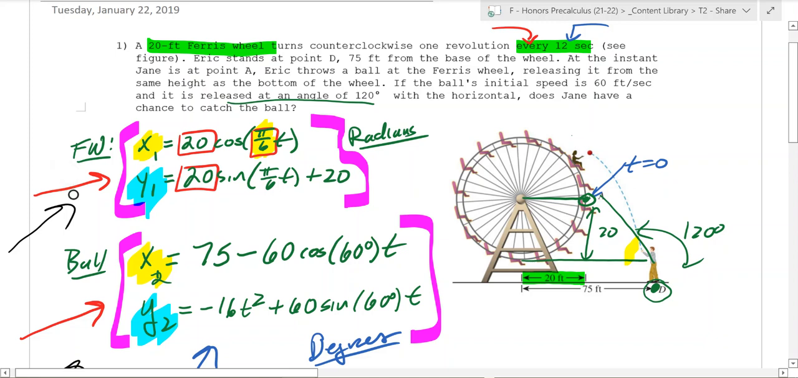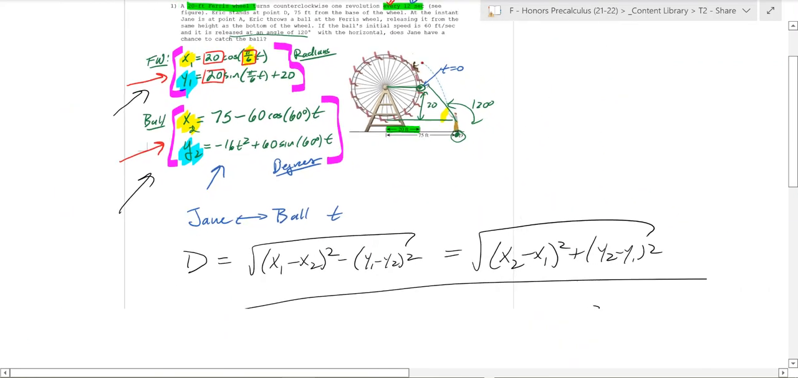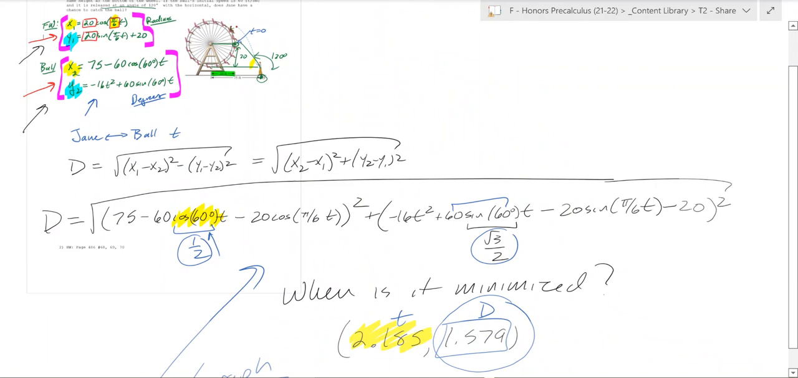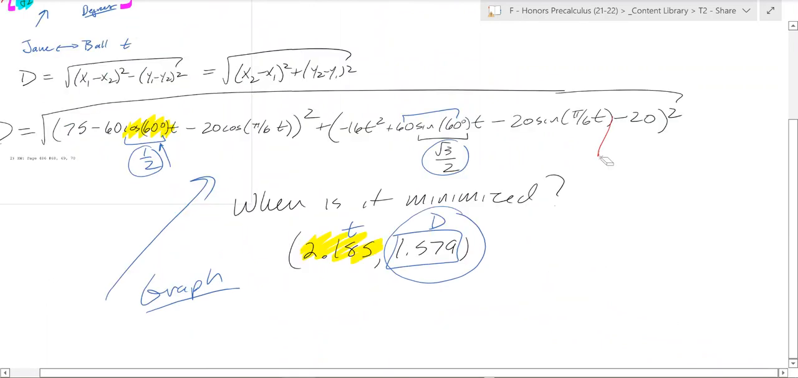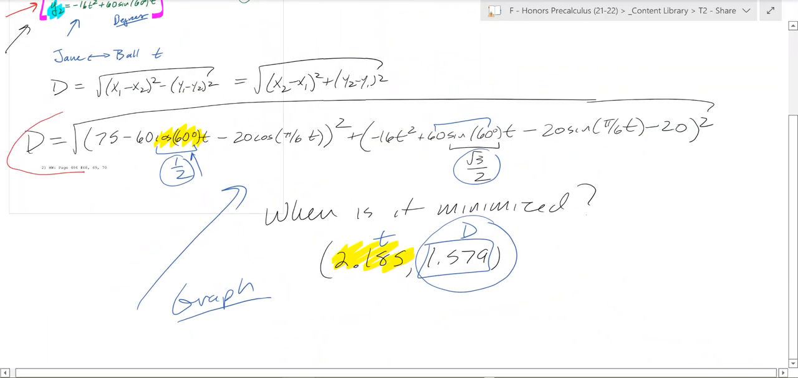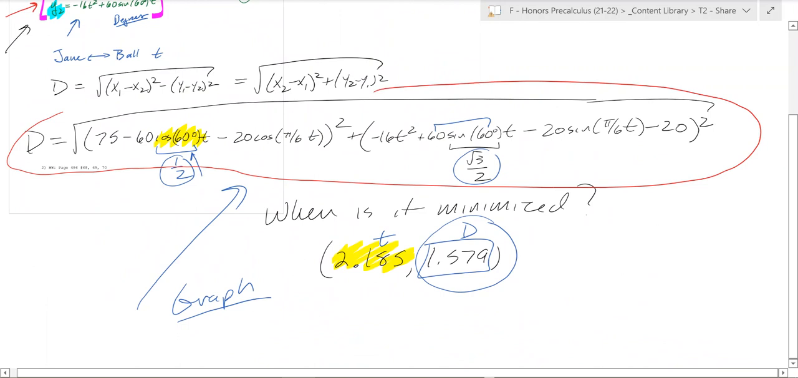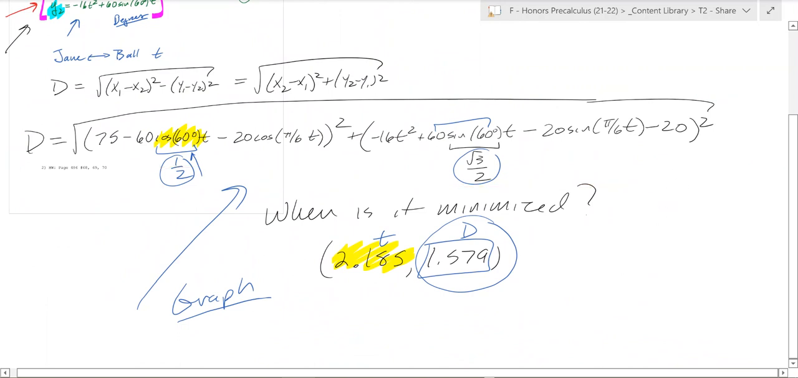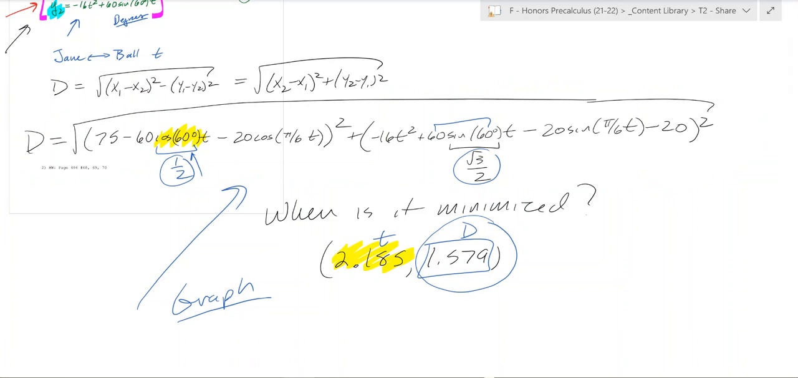Once you build this, you have where each of these things is as a function of time. And then this big thing right here is the distance between them as a function of time. And then we're going to minimize it, find when it's minimized using our calculator. This will take practice, and we just got to do it carefully.